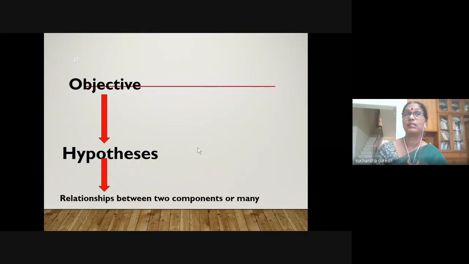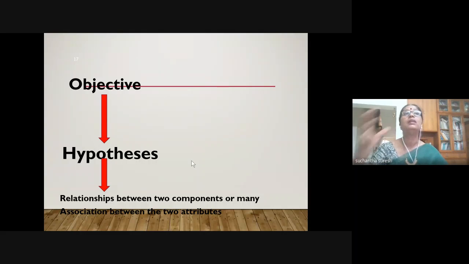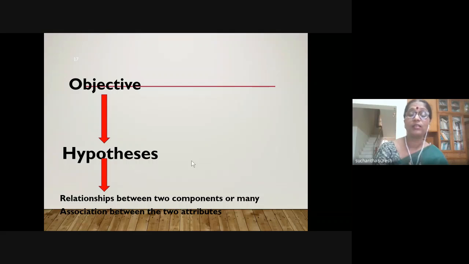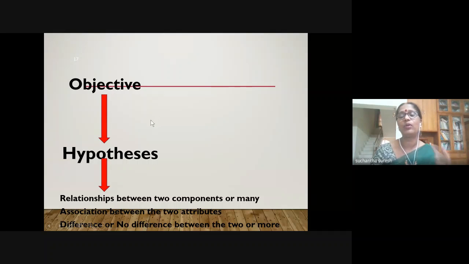These hypotheses can be of a relationship between two components or many components, or an association between two attributes. Attributes means what? For example, whether the satisfaction of the customer is associated with rural and urban, that is, where they live. That's association. The attributes are two here. And then a difference or no difference between two or more.